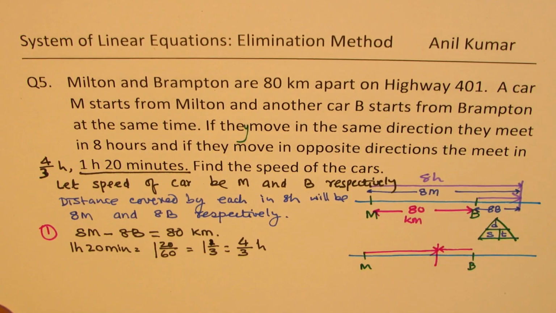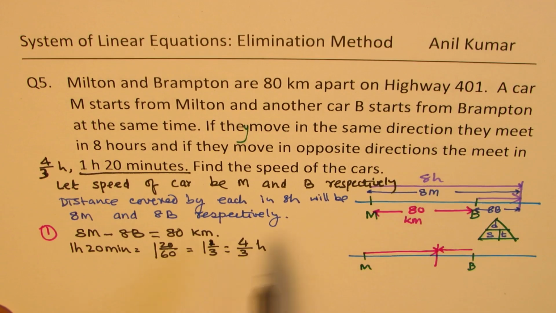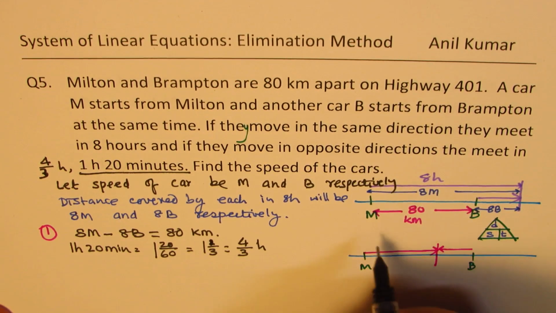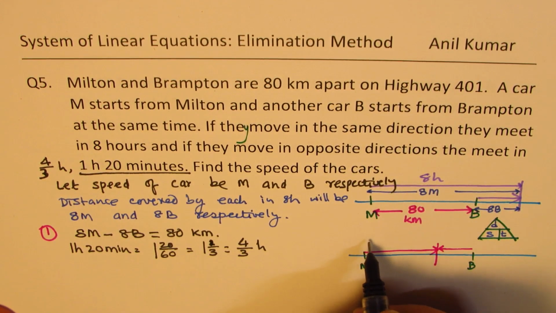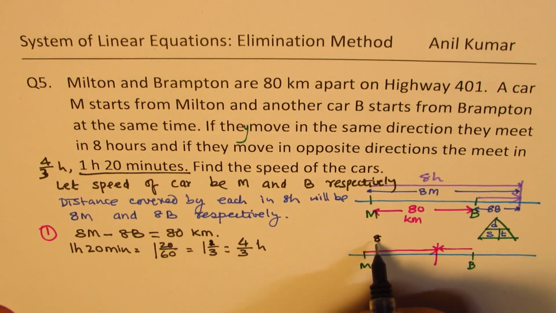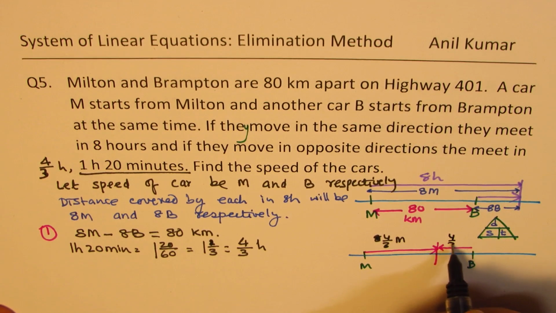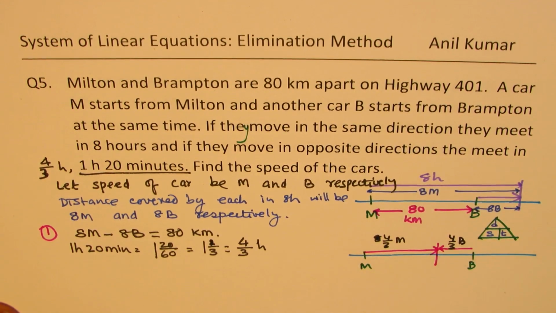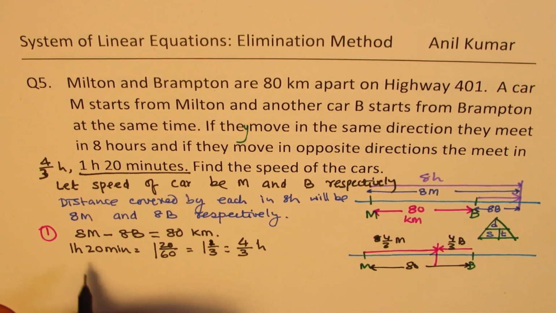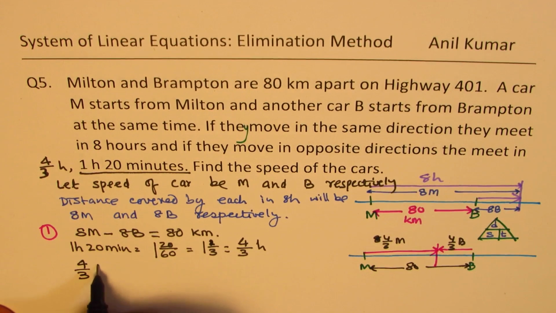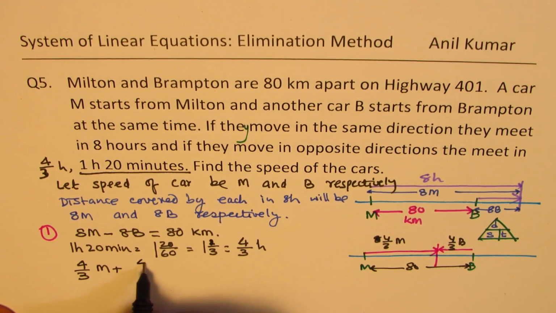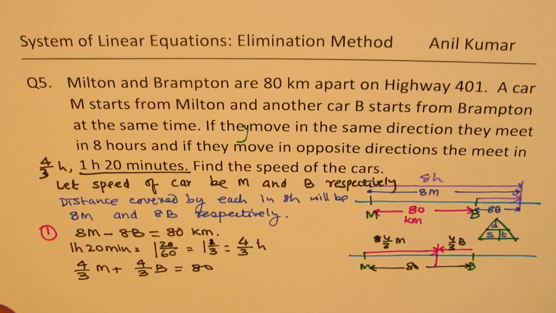So the distance covered in this time is how much? This distance is 4 over 3 of m, and this is 4 over 3 of b, right? That is the distance covered. Sum of this distance is 80 because the total is 80, right? So we get 4 over 3 m plus 4 over 3 b equals 80. So we get our second equation.